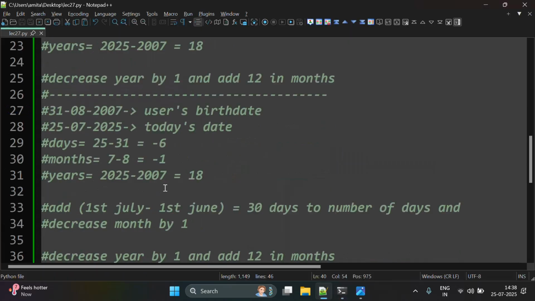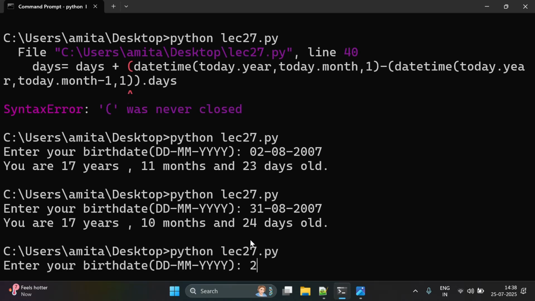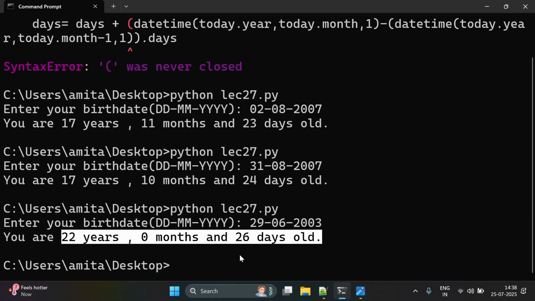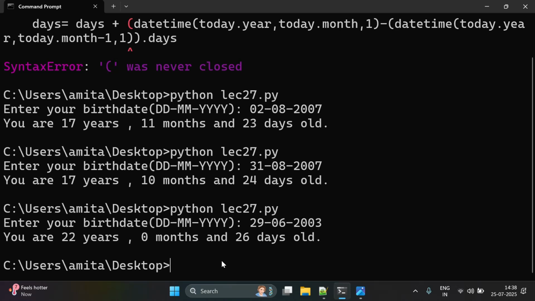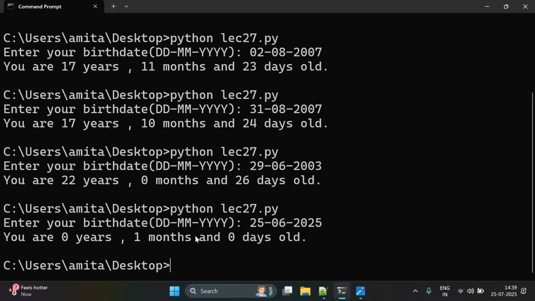Okay, let us see when nothing is negative. So for that, if we write 29 June 2003 maybe, it's showing 22 years 0 months and 26 days old. Okay, and let us try one more, with 25/06/2025. So you can see 1 month old.